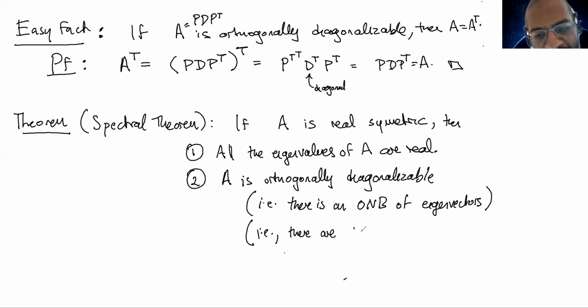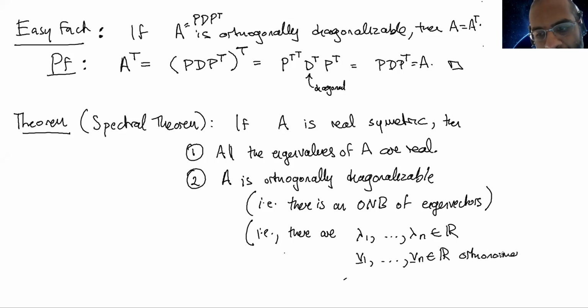Concretely, in terms of equations, together these two points imply there are some n real numbers lambda i and some n vectors v i, also real and orthonormal, such that A v i equals lambda i v i.